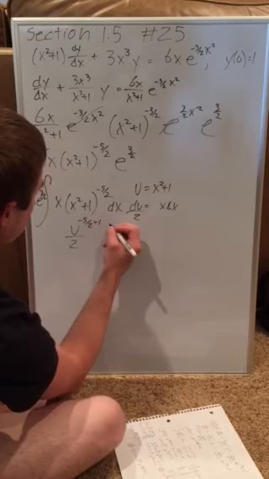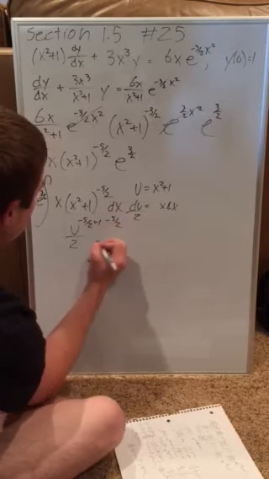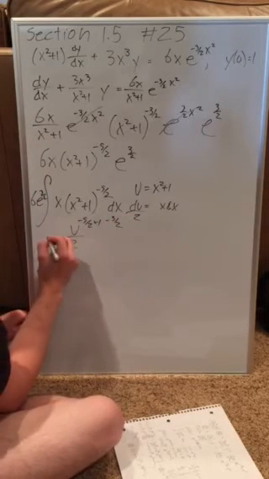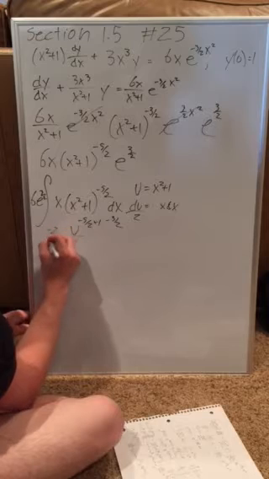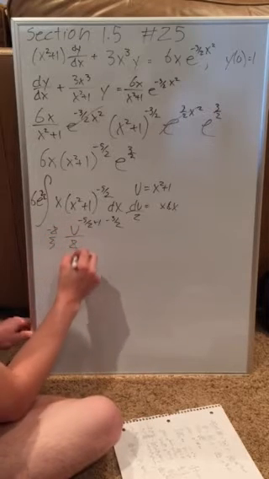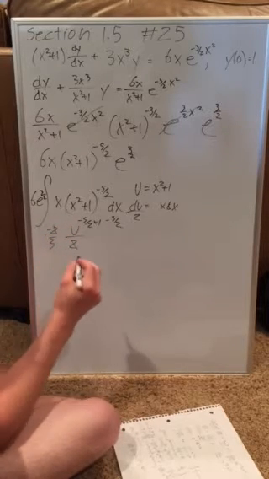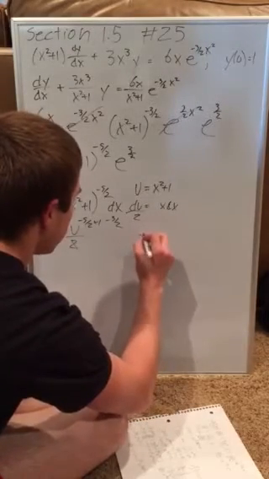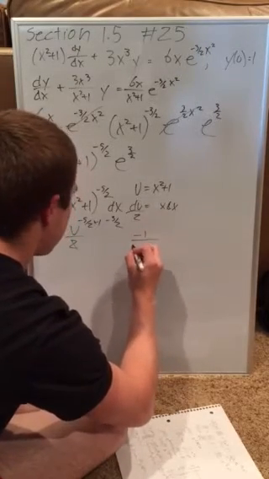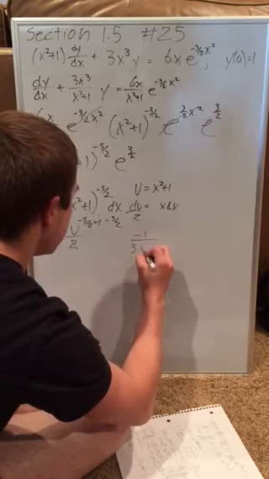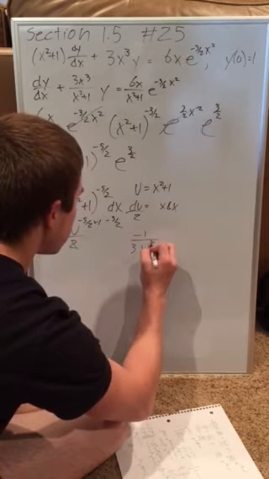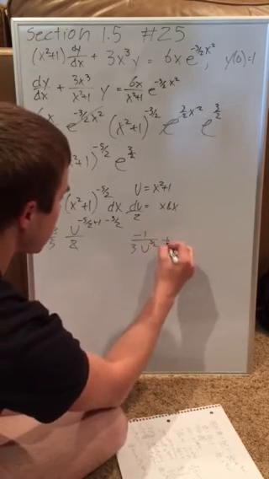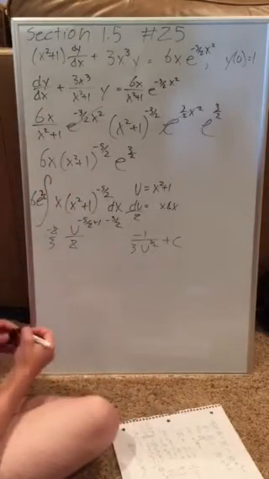This actually, after plus 1, will be negative 3 over 2. Dividing by negative 3 over 2 is actually taking it times negative 2 over 3. Our negative 2's will cancel. In the end, we'll have negative 1 over 3 times u to the negative 3 over 2. This is going to have plus c on it.